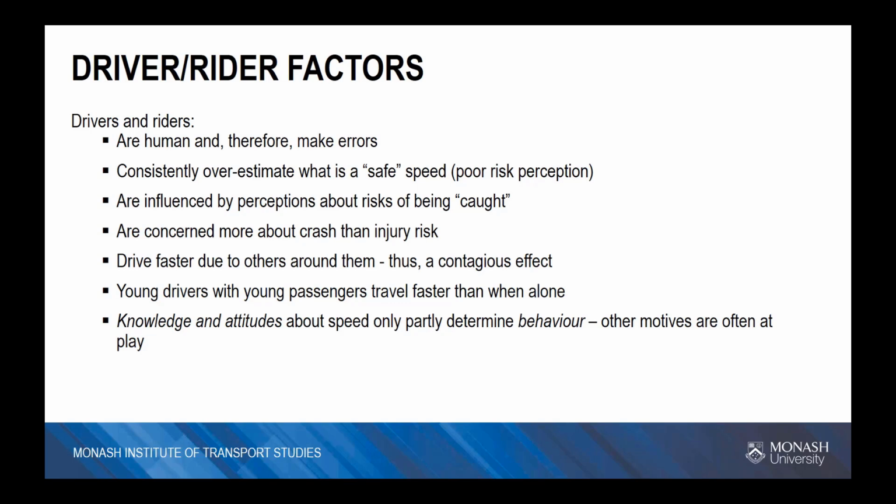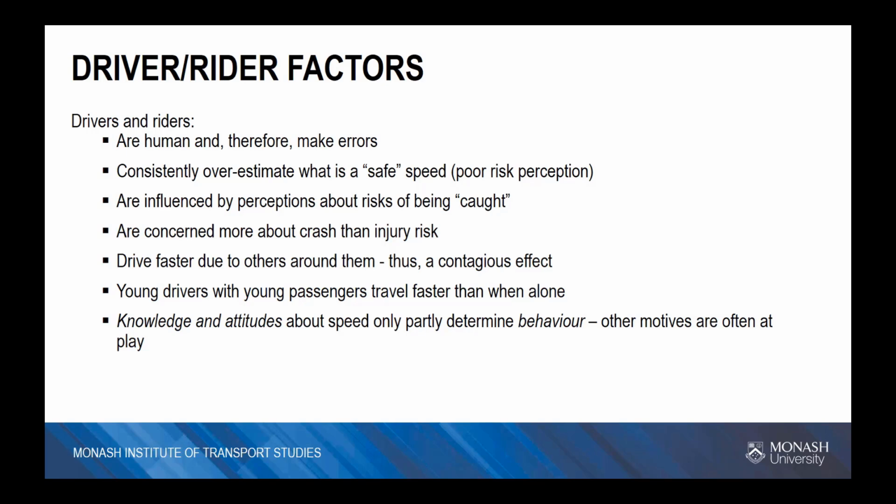Looking at the next factor in our safe system, the road user, driver and rider factors really do play an important part in the system, and the system relies on road users to behave in accordance with the rules. Notwithstanding, there's recognition that drivers and riders are human and therefore make errors. They consistently tend to overestimate what's a safe speed. They can be influenced by perceptions about risk or being caught.